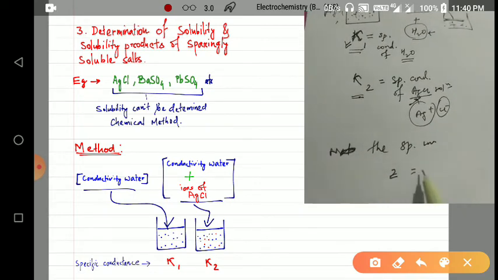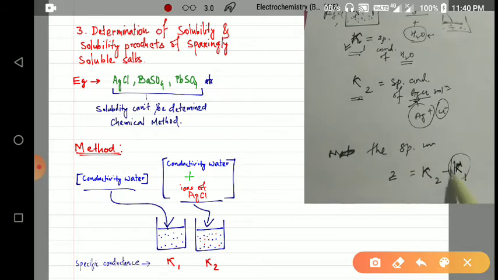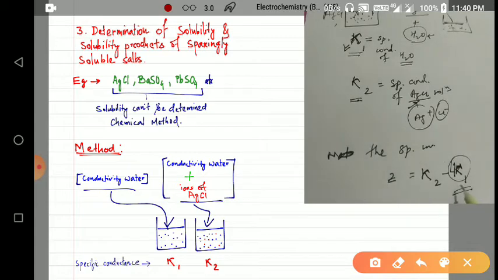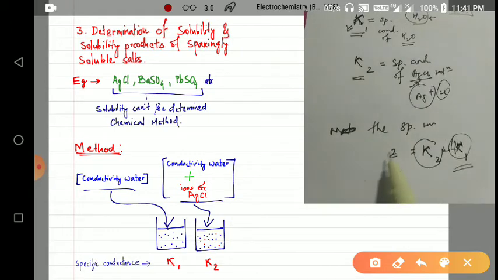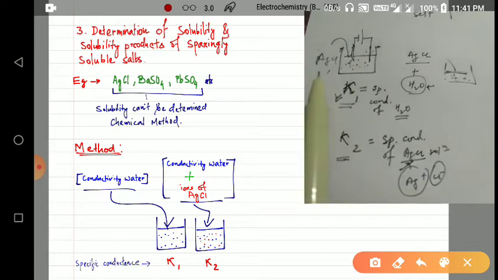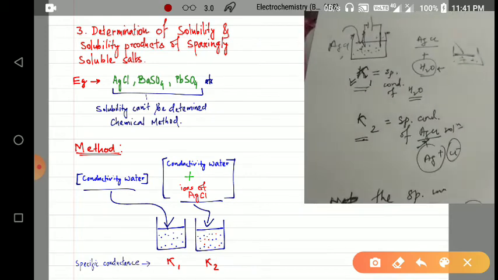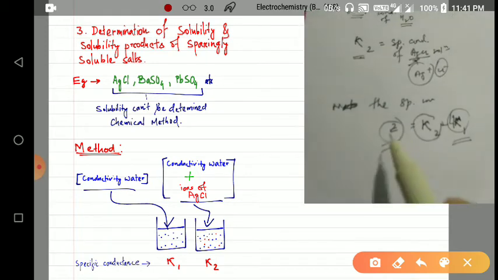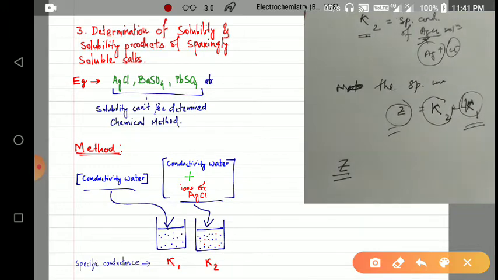So what we have to do is subtract K1 from K2, because K1 represents the specific conductance of water. So we first subtract this one from K2. Then we can calculate the value of the specific conductance for that solution because of only silver positive and chloride negative ions. So now we have the specific conductance of that solution.